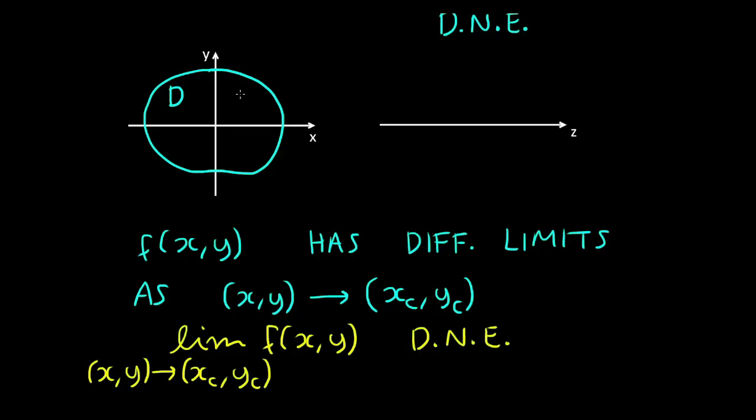So for example, if we take a parabolic path and a linear path, as the point with coordinates x, y approaches the fixed point, in this case being the point at the origin, and the limit of the function along these paths is different. So the function approaches L1 along the linear path and L2 along the parabolic path, then the limit does not exist. And this will become more clear when we cover some example problems.